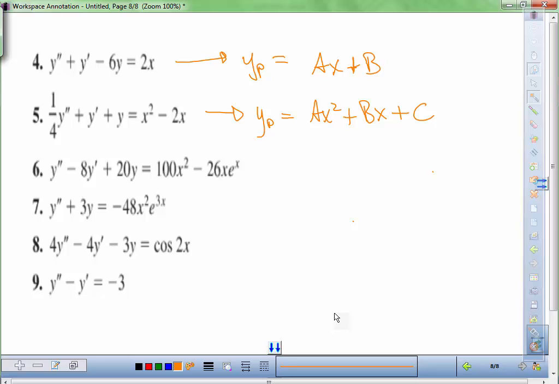Okay, now for this one, there are two things that are being added. Subtracted, added, whatever. And so our particular solution is going to be a string of functions that would represent each of these things. And these look like they're fundamentally different, right? So your yp, if I focus on the 100x squared, what should the particular solution be based on that function?